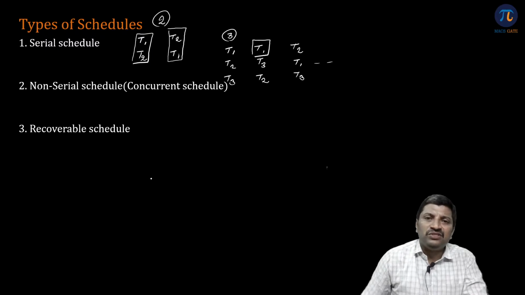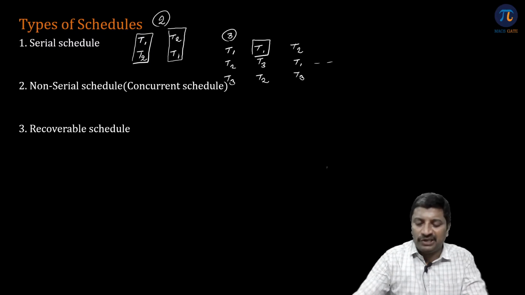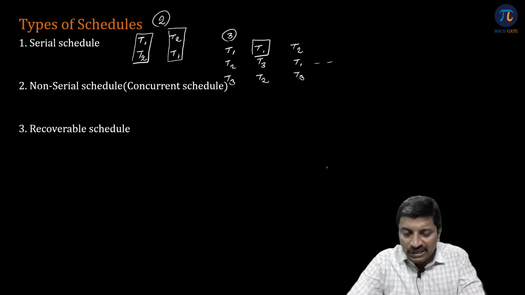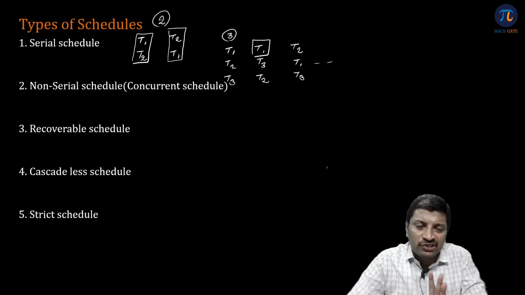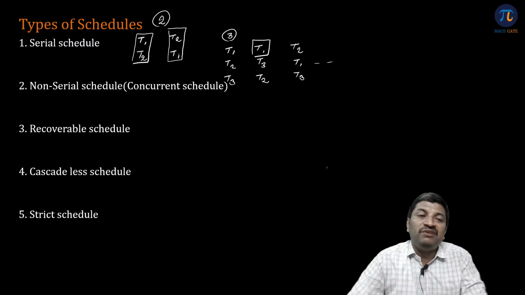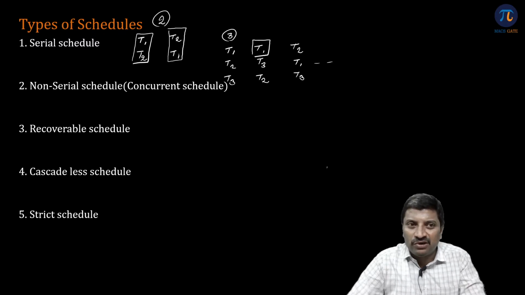And we are having 3 more types, sir. To discuss these schedules, we need some more details. What are those? Recoverable schedule, cascadeless schedule, and strict schedule. So these are the 5 different types of schedules we are going to discuss. The first 2 we have already discussed and seen some examples of. The remaining we will discuss in this session.